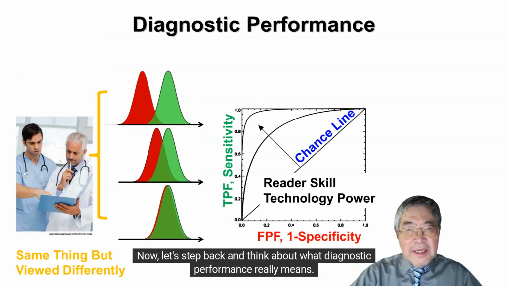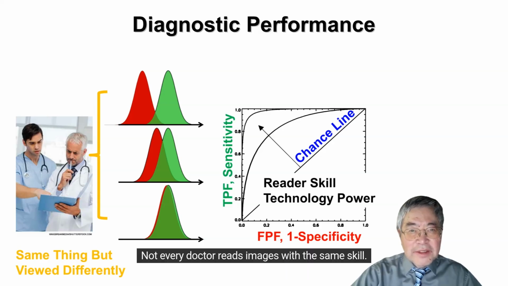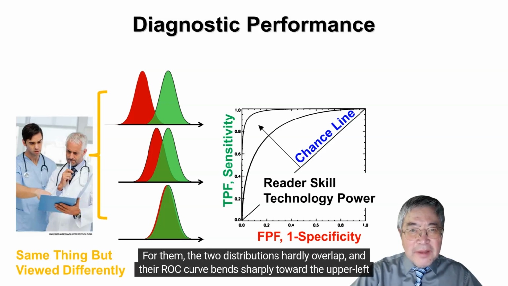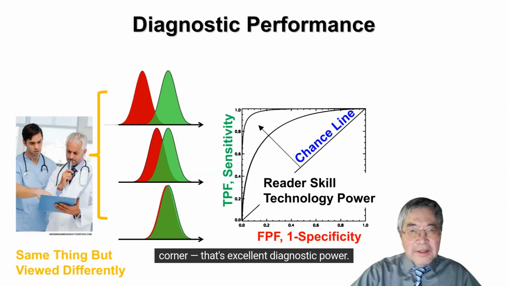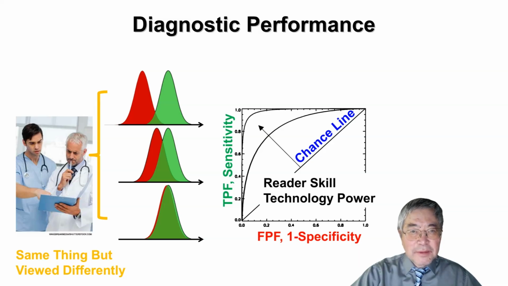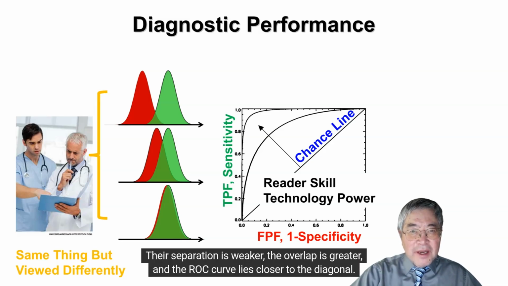Now let's step back and think about what diagnostic performance really means. Not every doctor reads images with the same skill. Some physicians with years of training and experience can clearly separate diseased from non-diseased cases. For them, the two distributions hardly overlap, and their ROC curve bends sharply toward the upper left corner. That's excellent diagnostic power. Others, perhaps junior residents still in training, may not yet recognize subtle features. Their separation is weaker, the overlap is greater, and the ROC curve lies closer to the diagonal.